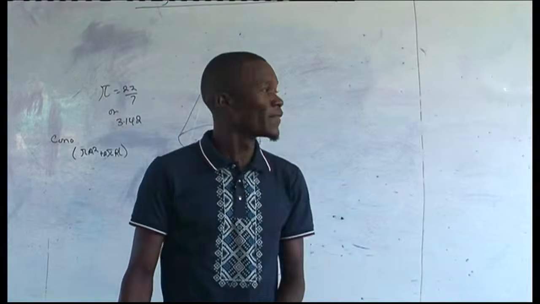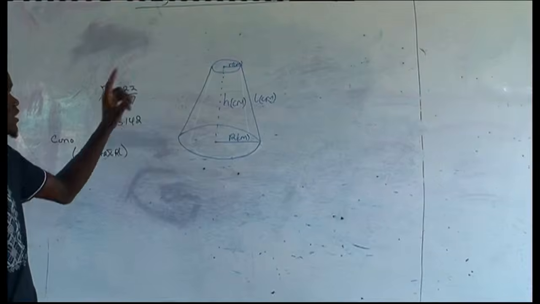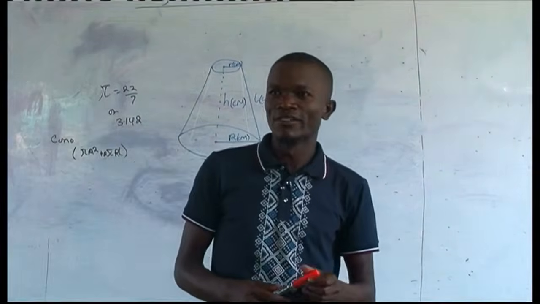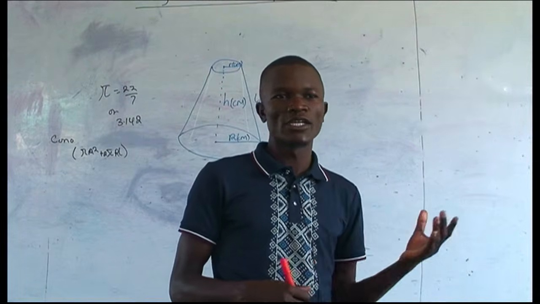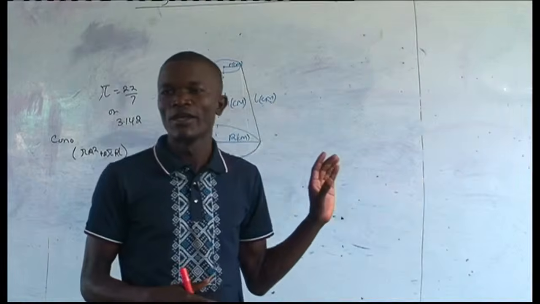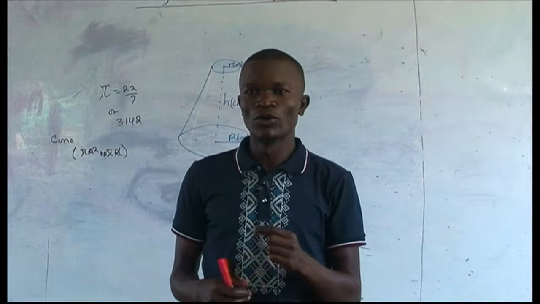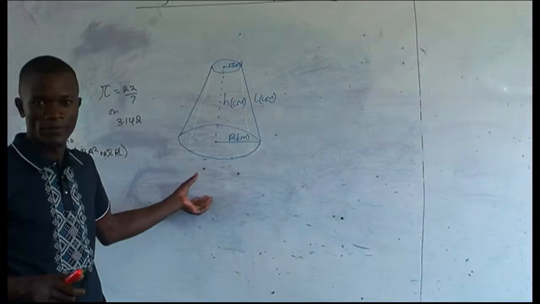For today, we want to learn about the surface area of a frustum. As you all know, a frustum comes in two different types. We have a frustum in a conical shape and another one in a pyramid shape. So, I will be taking you through a frustum of a conical shape.